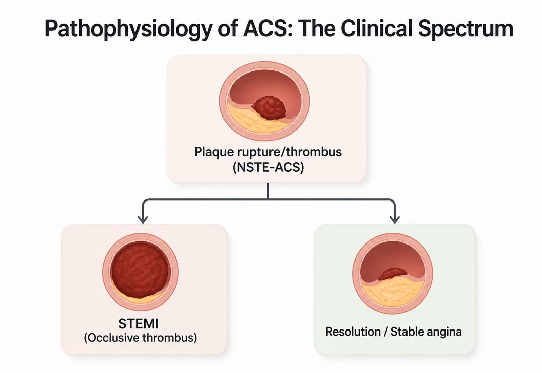Once that plaque ruptures, the patient enters the spectrum of acute coronary syndromes. If the thrombus partially occludes the vessel, it presents as non-ST segment elevation ACS. However, if that thrombus grows to completely occlude the coronary artery, it becomes a STEMI, a massive heart attack requiring immediate reperfusion. Sudden cardiac death can occur at any point in this spectrum.